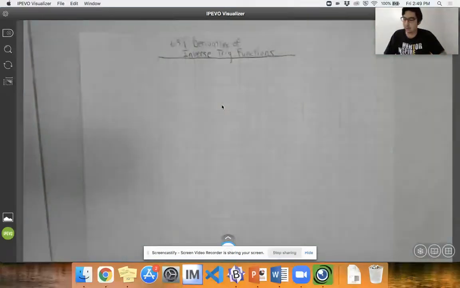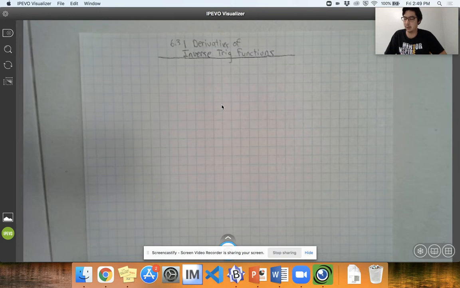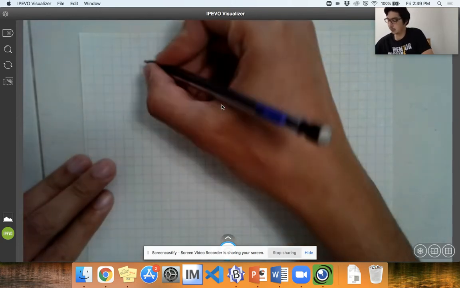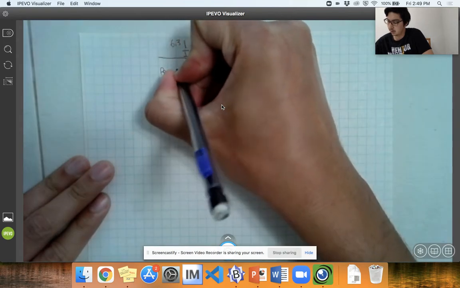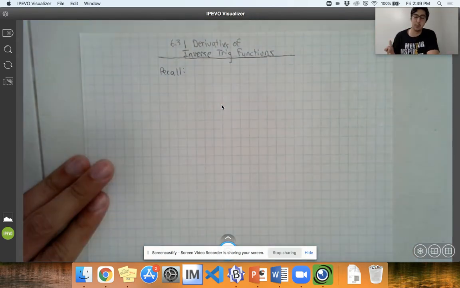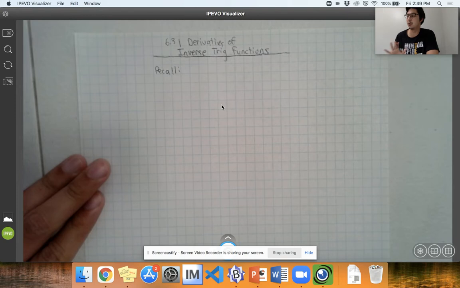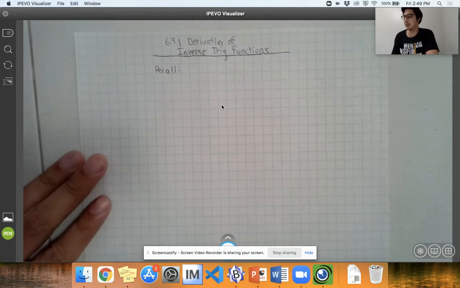Here we are, 6v1. So we are now in this lesson talking about the derivatives of inverse trig functions. So recall a few things before we start, because we're going at a quick pace. I want to make sure I try to slow down as much as I can in this crazy environment.